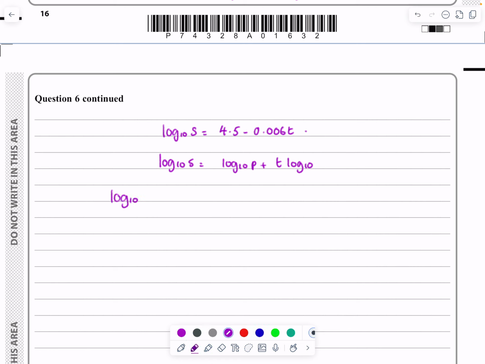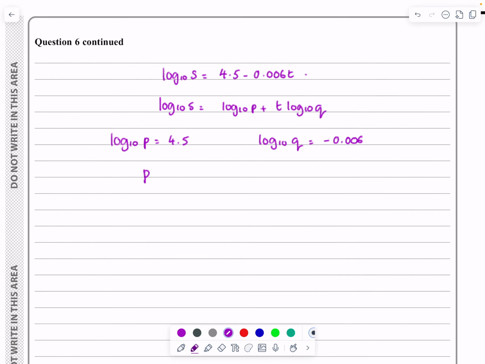So that means I'll be able to work out what P is. And if we look at the multiplier of T, that must be equal to log 10Q there. So I'm going to get log 10Q is equal to minus 0.006. Then using exactly the same method as I did just a minute ago, I'm going to say that P works out to be 10 to the 4.5 there.